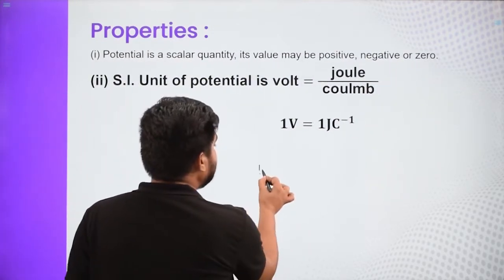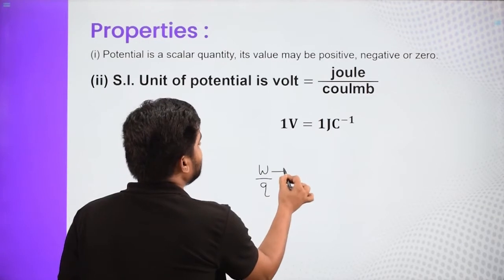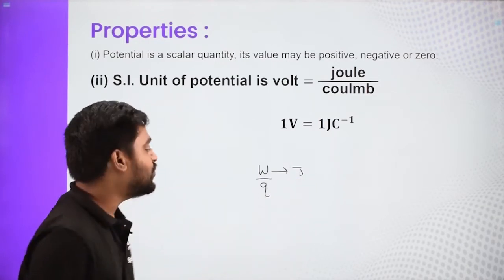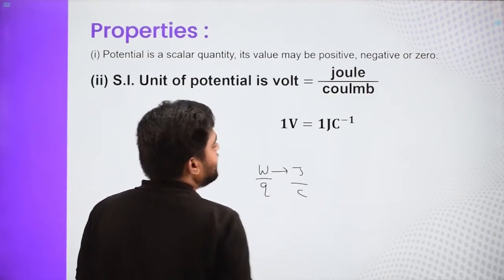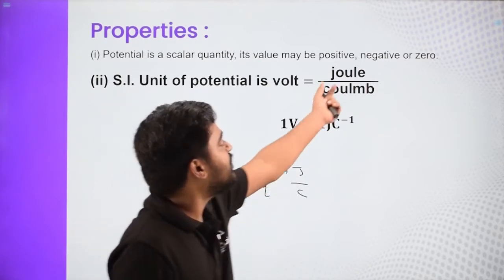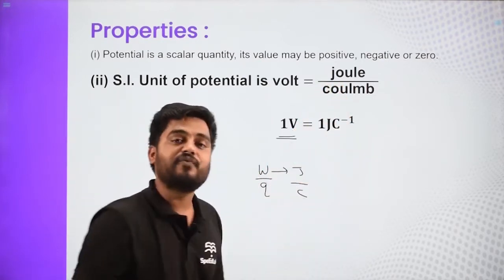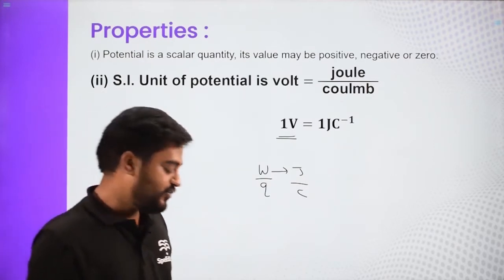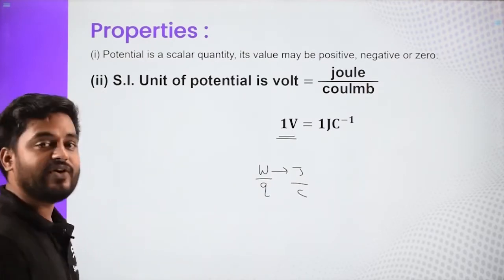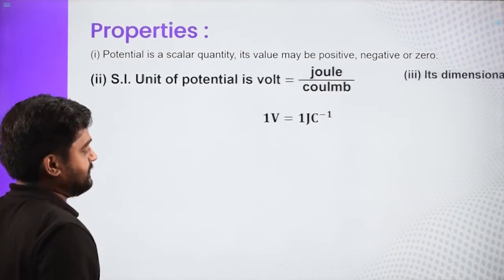As we have already discussed, it is work done per unit charge. So work is calculated in joule and charge is in coulomb. So the SI unit is basically joule per coulomb, and joule per coulomb is known as volt. So we'll say 1 volt is 1 joule per coulomb. So this is our SI unit of the potential.